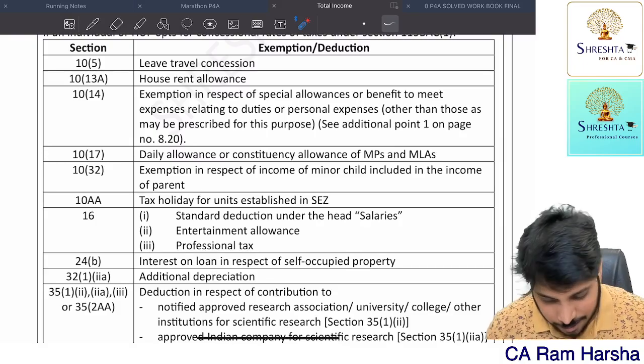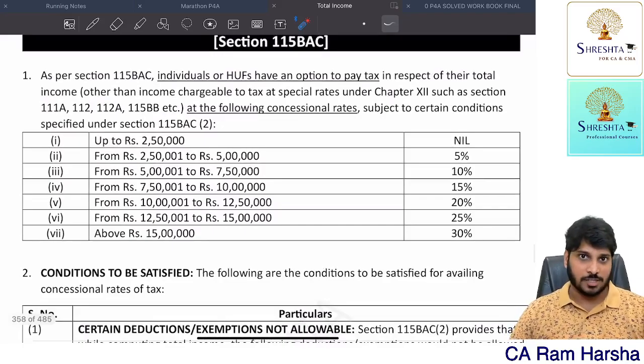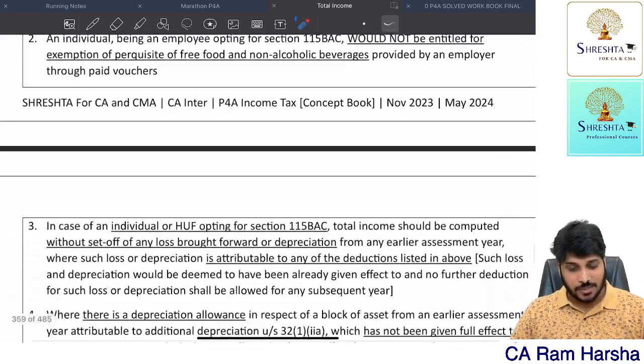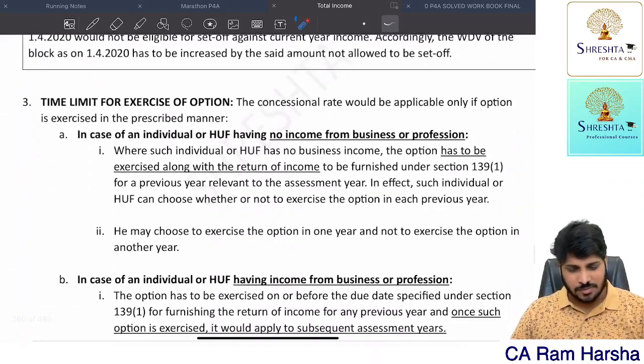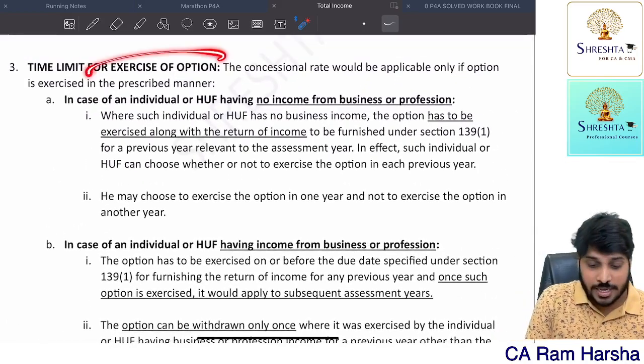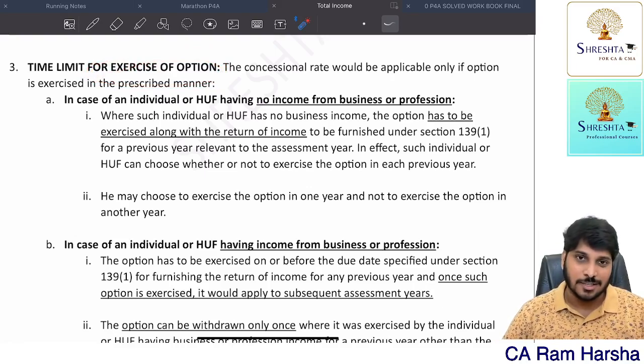Anyhow, practicality apart, I hope you now understood what 115 BAC is. In this, many provisions were there, but they were a little in depth, and right now that is not required. Now, when should you exercise this option at the time of filing the IT return?